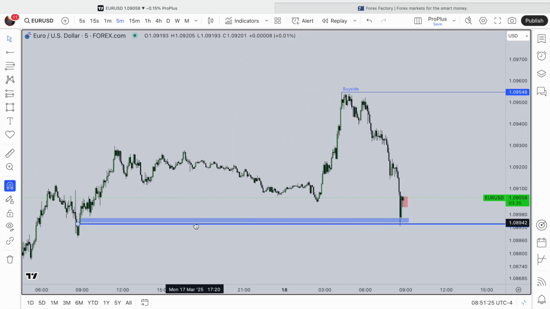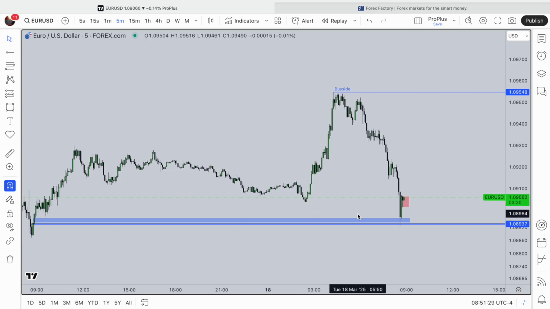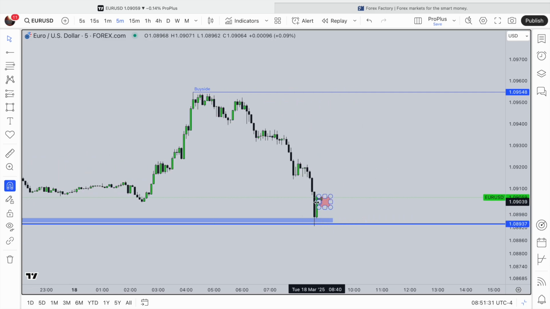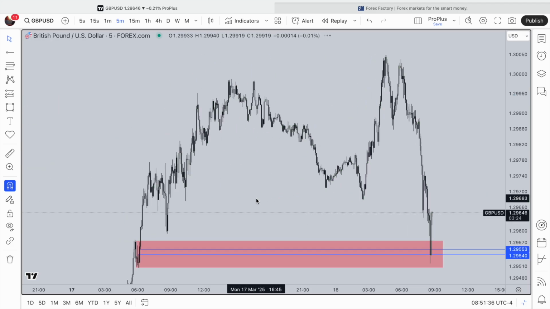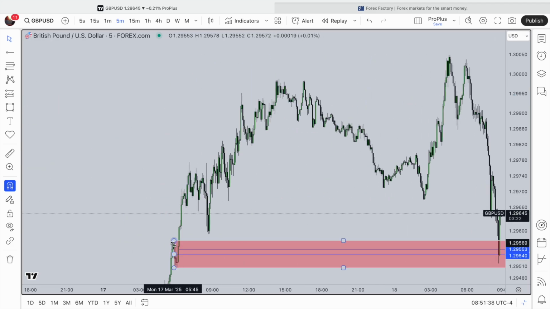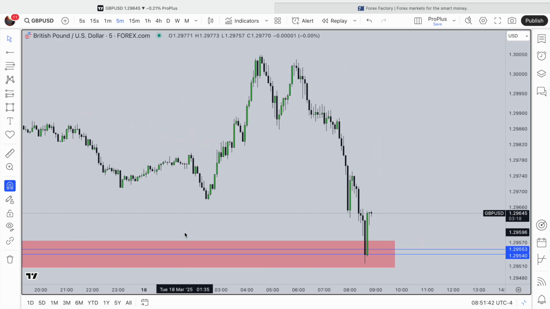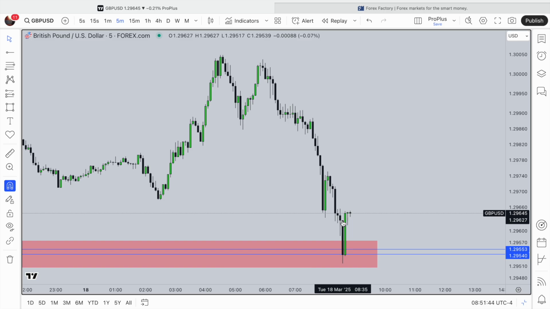Okay, so my draw on liquidity has now changed. We've absolutely tanked down back into this BISI here, order block here, sell side's been taken here, had a nice bullish closure above there at the 8:40 candle. Pound, similar thing. This pink box is the bullish order block, two blue lines is the BISI, sell side here has been taken, sell side there has been taken, nice push up.